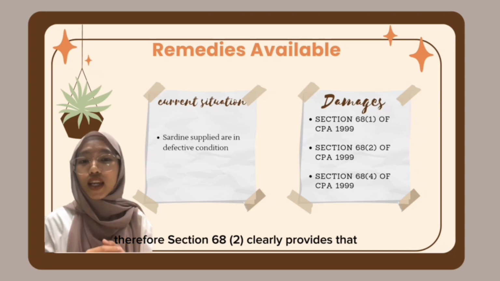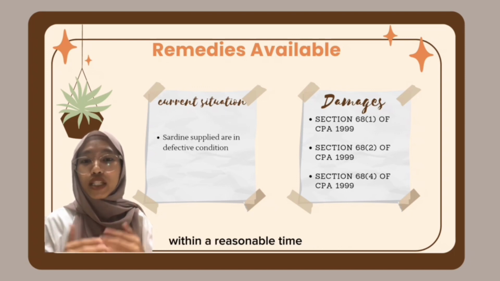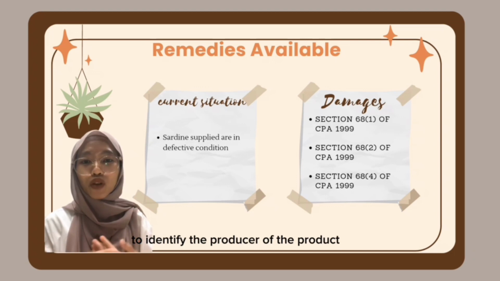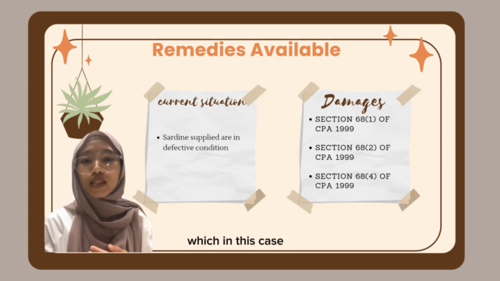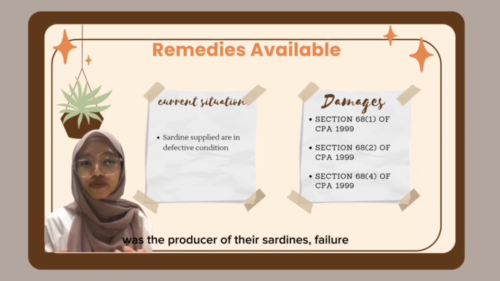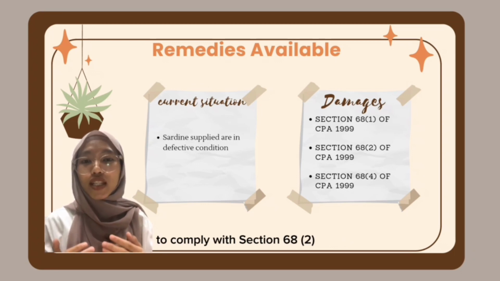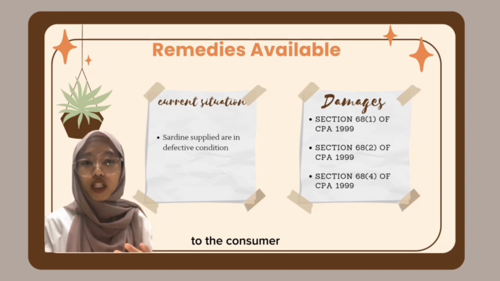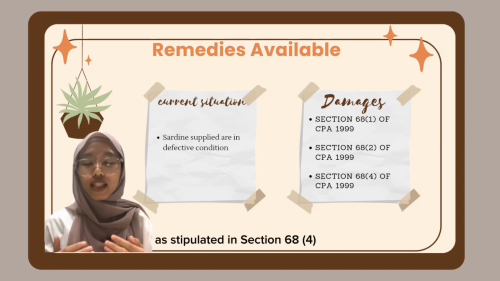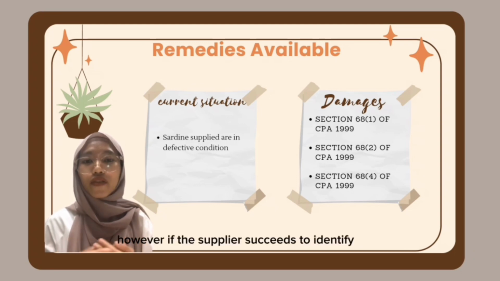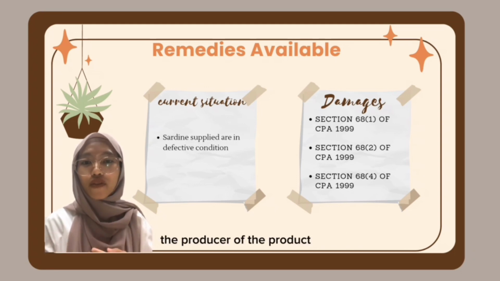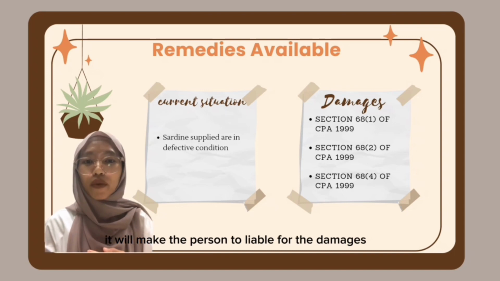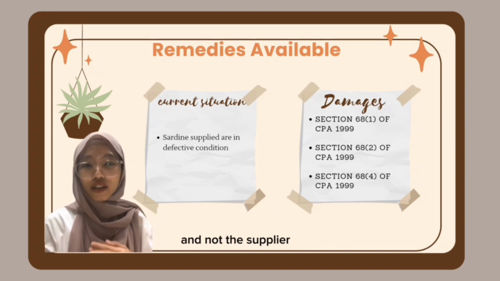Furthermore, Section 68(2) clearly provides that within a reasonable time where the damage occurs, the consumer who suffered the damage may request the supplier to identify the producer of the product, which in this case is the producer of the sardines. Failure to comply with Section 68(2) will make the supplier liable for the loss or damages to the consumer as stipulated in Section 68(4). However, if the supplier succeeds in identifying the producer of the product, the person liable for the damages is the producer and not the supplier.